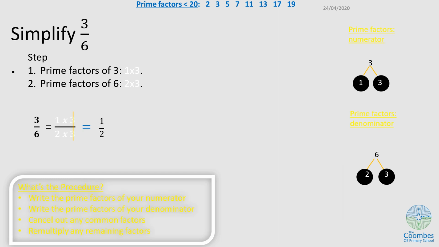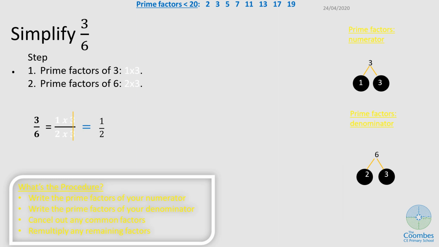Let's look at another example. How do we go about simplifying 3 over 6? Again, if I follow my steps, I'll find the prime factors of 3. And if you come with me over to the right hand side, I'll write my 3 here. I know 1 is always a factor of all numbers, so I didn't need to write it. But I know 1 times 3 is actually 3. So the prime factors of 3 are 1 and 3.